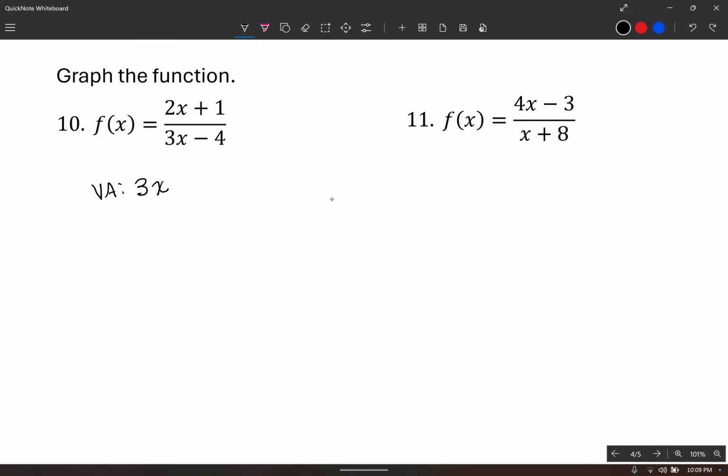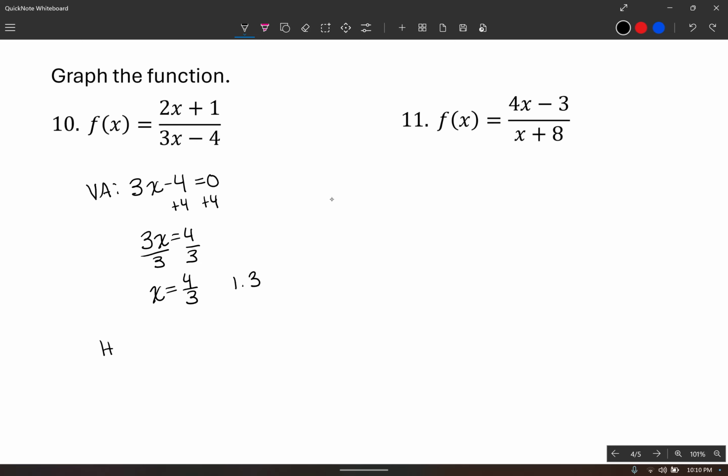I'm going to take that 3x minus 4, set it equal to 0. So I add the 4. That gives me 3x equals 4. I divide by 3. So x equals 4/3. Now, since you are graphing these, if you prefer to have a decimal, you can write that out to the side. 4/3 as a decimal is 1.3. All right, and that's my vertical asymptote.